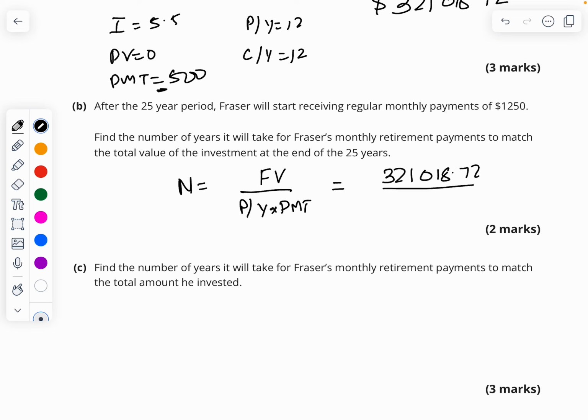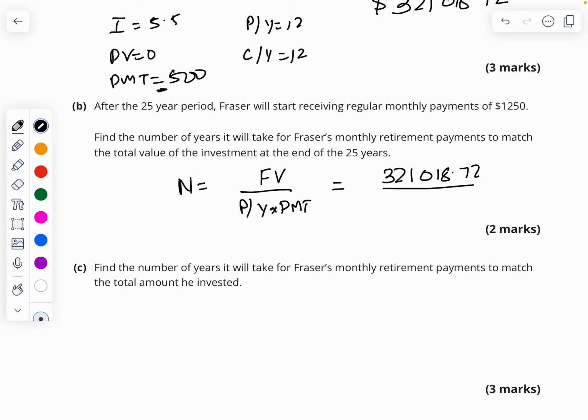Find the number of years it will take Fraser's monthly retirement payments to match the total amount he invested. So how much amount has he invested? He invested 500 times 300, which is 150,000. Now 150,000 divided by 12 monthly installments, with each month being 1,250. So it takes only 10 years. That's question number 7. And finally, in this medium version, we go to question number 8.